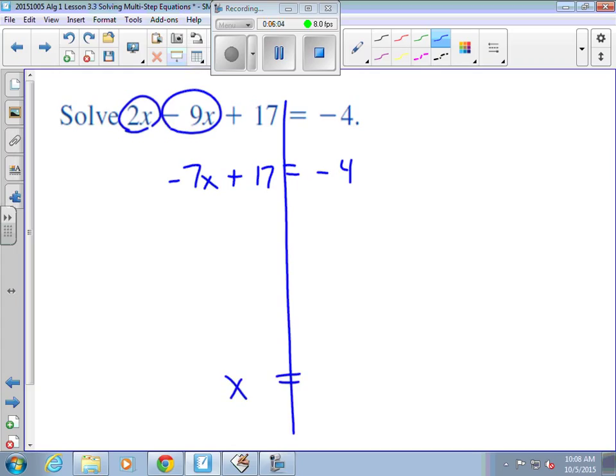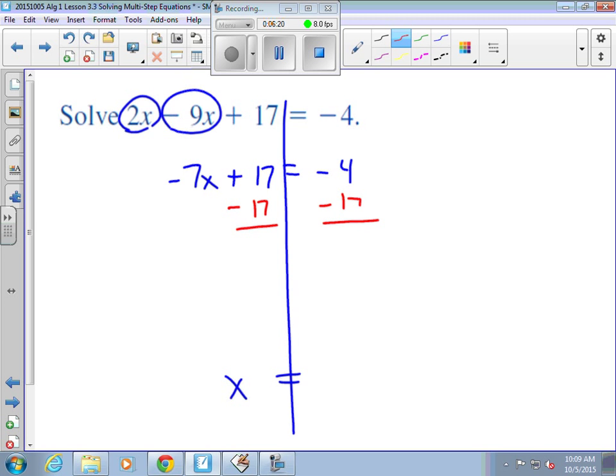We don't have that. We have something multiplying x, negative 7, and something adding to x, plus 17. So undo the addition and subtraction first. Plus 17, you undo it by minus 17. Whatever you do to the left side, do to the right side.